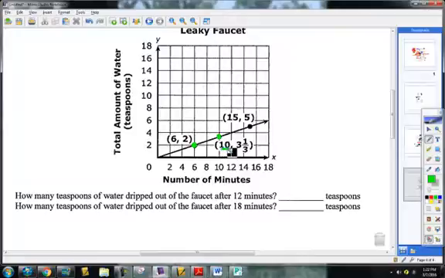Over 10 minutes' time, 3 1/3 teaspoons leaked out of that faucet. And then here you can see 15, about right in the middle. 15 minutes went by and they lost 5 teaspoons of water.